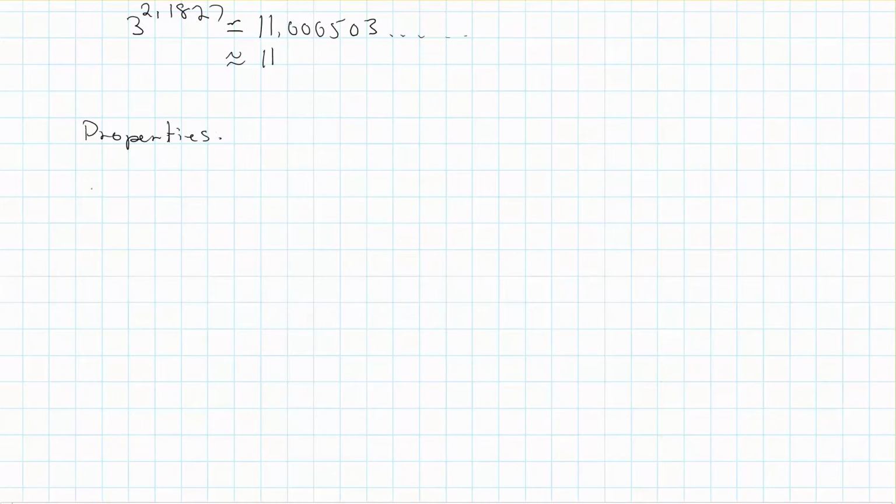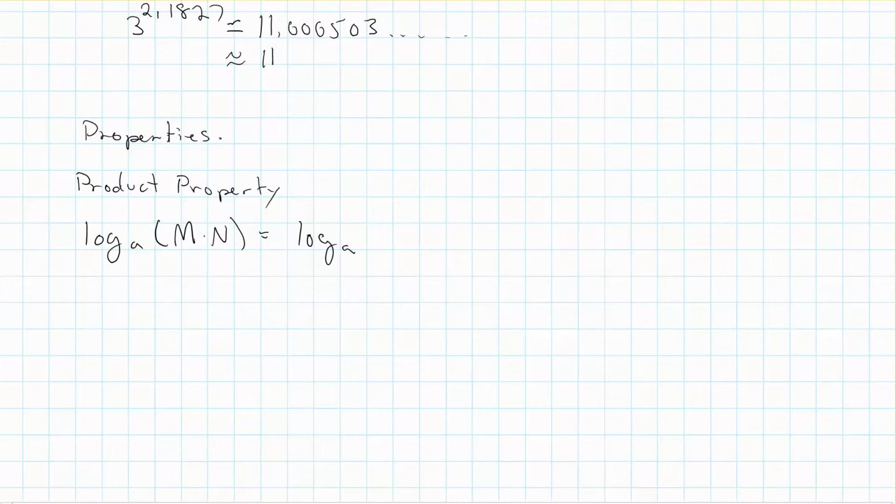And so we have a product property. And the product property is where if you have the log base A of m times n, this is equal to the log base A of m plus the log base A of n. Now we will prove this here in a second, and we'll also just kind of justify by talking about it why this actually kind of makes sense.